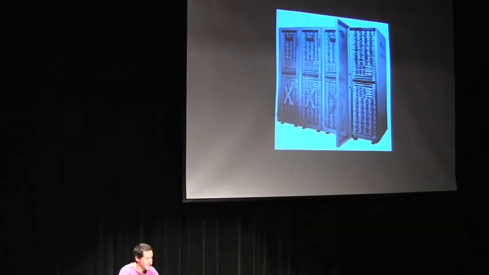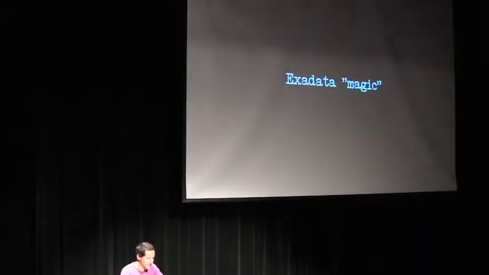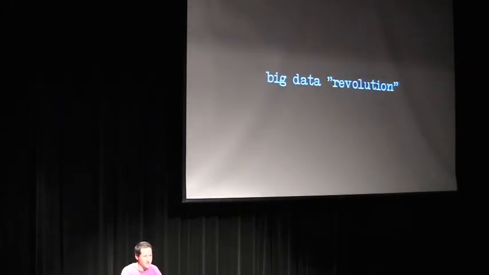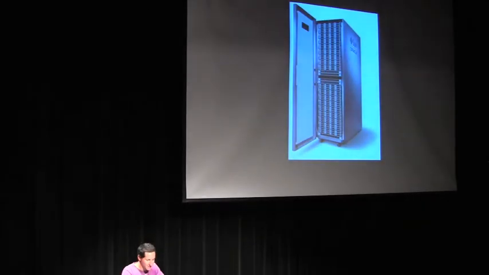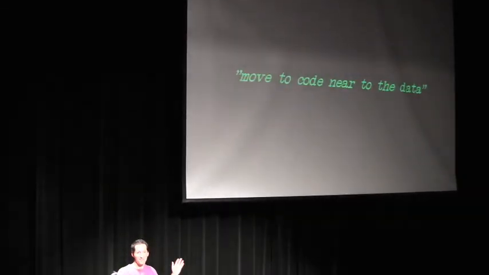The irony here is, what's happened nowadays? We've got Exadata. This magic secret sauce in there. We've got the big data revolution. It's got all these, the 4 Vs, all that rubbish. Big data boxes. What's their magic? They've come up with this incredible innovation.